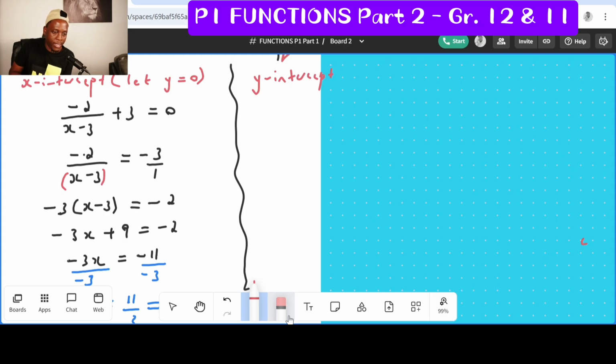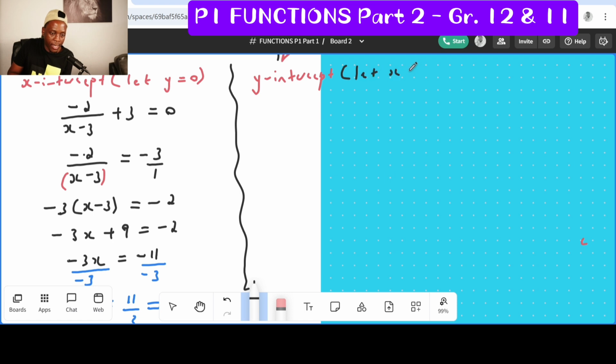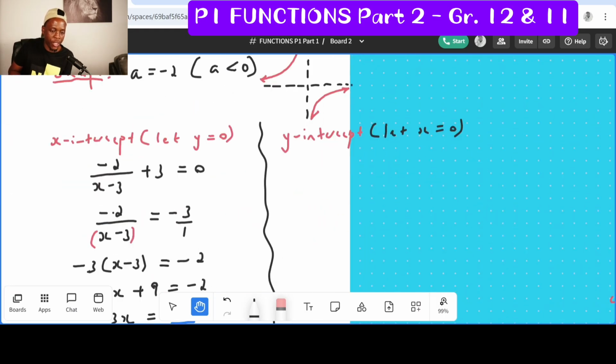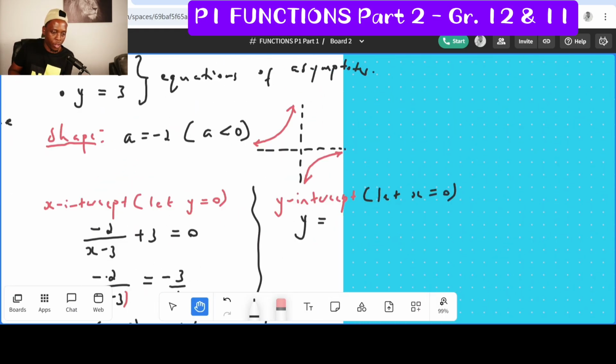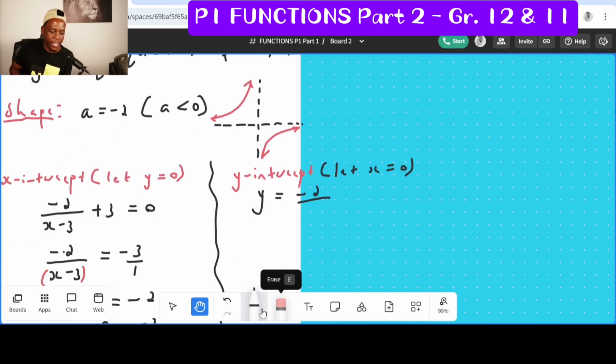Now the y-intercept, we're going to let x equal to 0 in the original equation. This is our original equation. Where we see x, we are not even joking, we are putting 0. -2 over, in the place of x there, that's going to be 0 minus 3 plus 3. We use our calculator to see what we are getting.